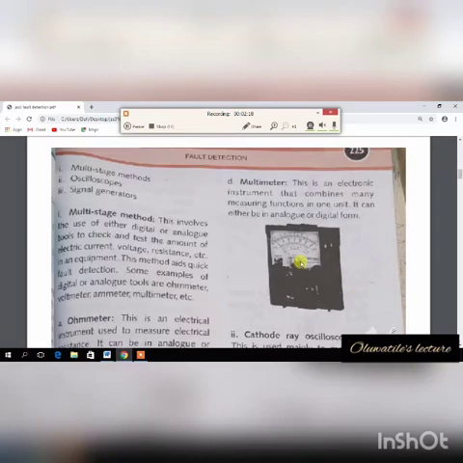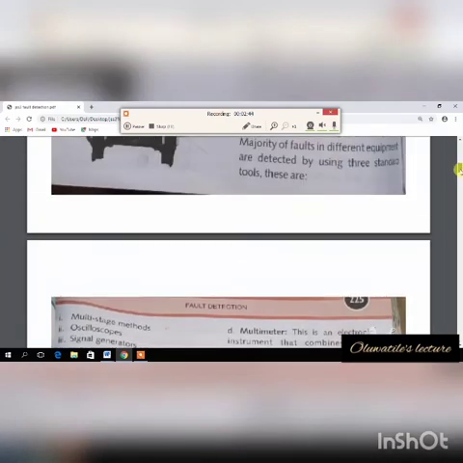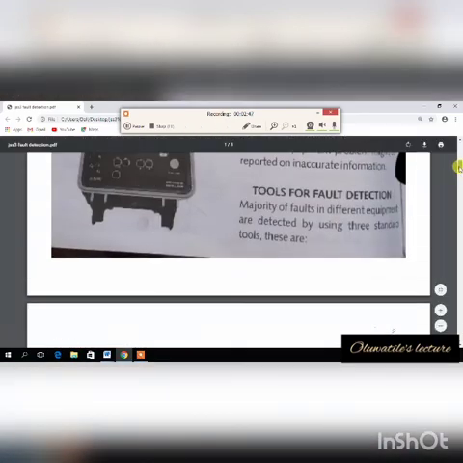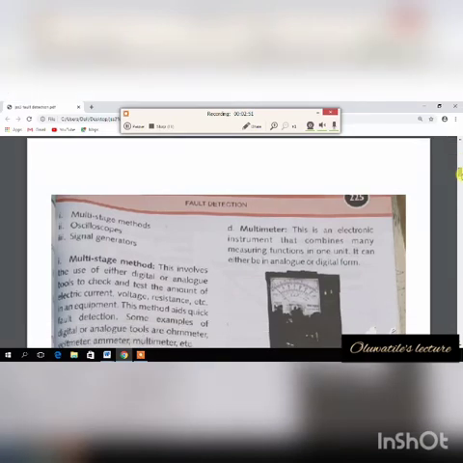When they are saying it combines, sometimes you can use this multimeter to do the work of an ohmmeter. You can use the multimeter to do the work of a voltmeter. You can use the multimeter to do the work of an ammeter. It can measure current, it can measure resistance, it can measure frequency, many things, actually. That's why it's called a multimeter. Okay, so under tools for fault detection, we have discussed the tools under multi-stage methods.